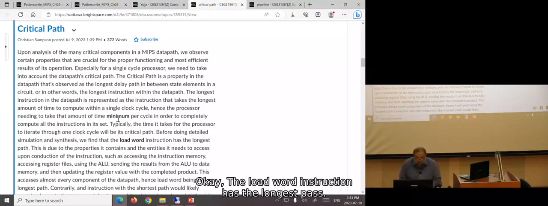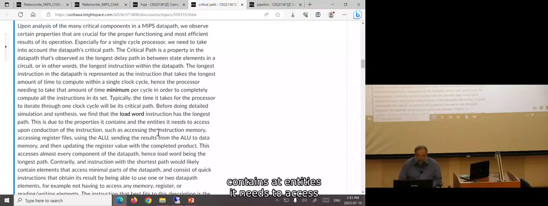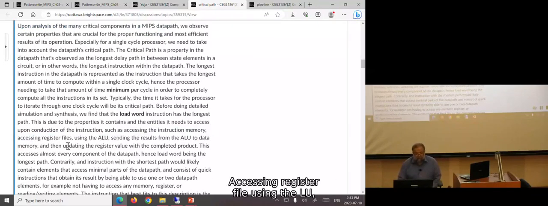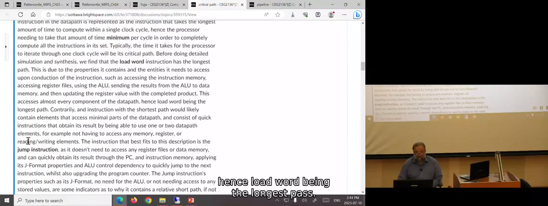Okay, so the load word instruction has the longest path. This is due to the components it needs to access, such as accessing the instruction memory, very good, accessing the register file, using the ALU, sending the result to data memory, and then updating the register value. Very good, Christian. This accesses almost every component of the datapath, hence load word being the longest path.